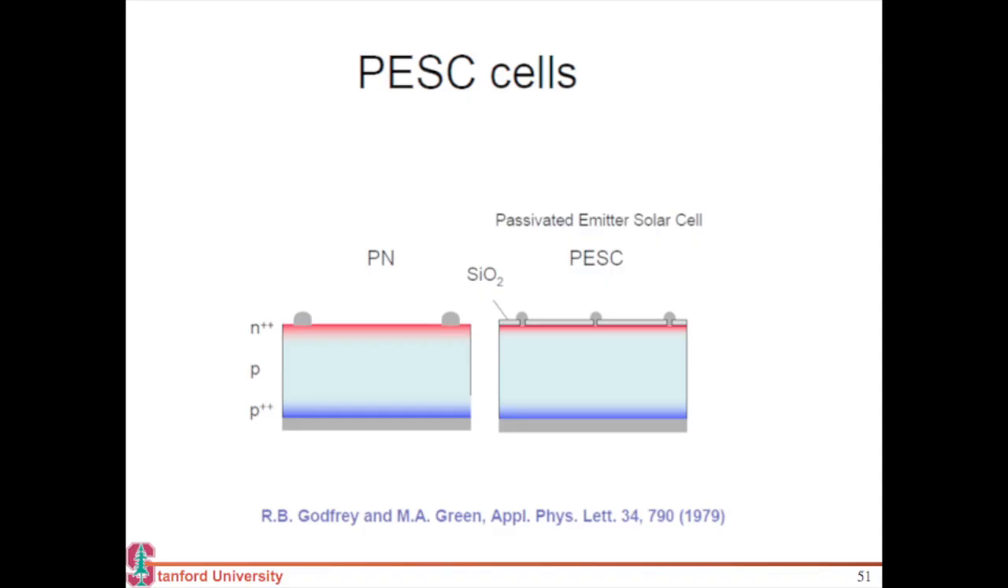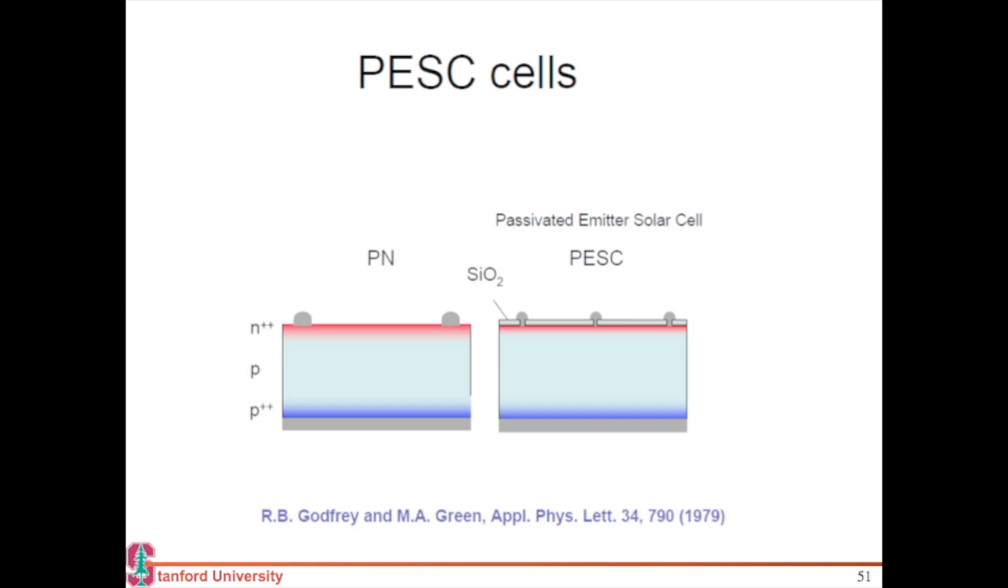And then the next development was that people actually passivated the top surface. Somebody figured out that surface recombination was a big thing, and a lot of these generated carriers were just recombining on the surface.